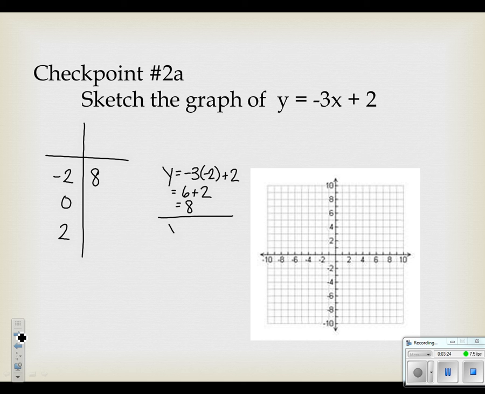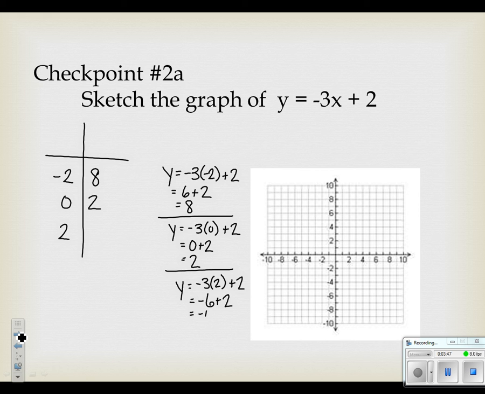My next one I chose was an x value of 0. I'm going to plug that in next and solve. Get a y value of 2. And I'm also going to do another one. I picked x equal to 2, so I'm going to plug that in next. -6 plus 2, or -4.